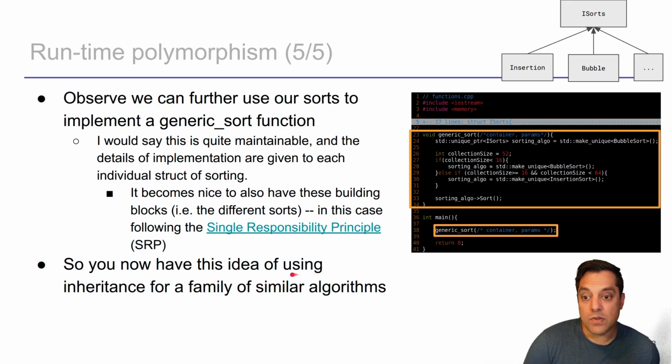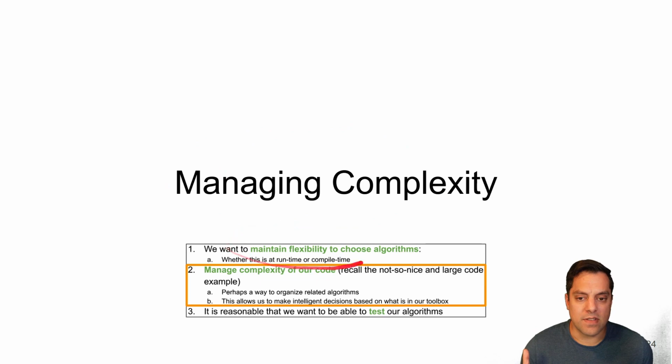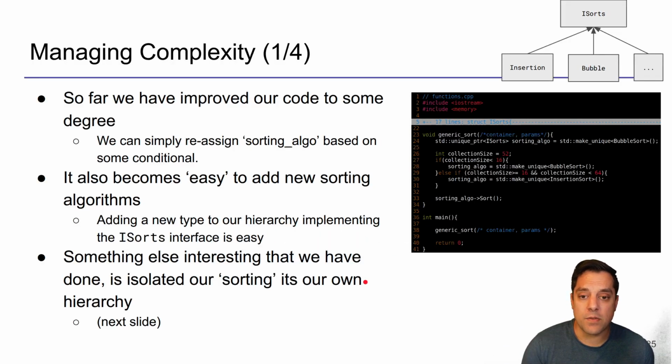Okay, so now that we have this idea of using inheritance to group a family of algorithms together, right, the different types of sorts, we can start thinking about, well, are we managing the complexity well? So I've got this ability to group related things together, but did this manage our complexity well? I will argue to some degree we have, right? We've grouped together our sorting algorithms. This is reasonable. One sort of behavior per class. We have an interface that we can code to. So this is, generally speaking, pretty nice code here.